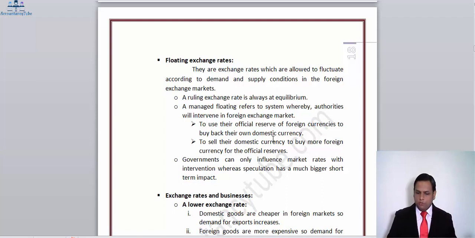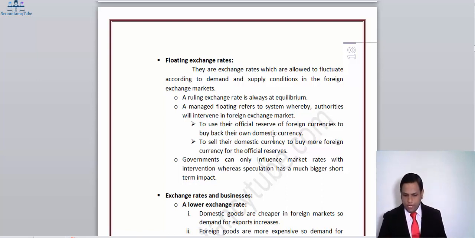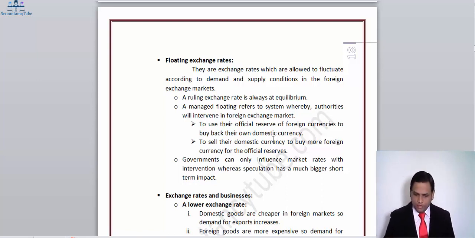How can they do that? They can use their official reserve of foreign currency to buy back their own domestic currency, or they can sell their domestic currency to buy more foreign currency for the official reserves. Now, government can only influence market rates with the intervention, whereas speculation has a much bigger short-term impact.